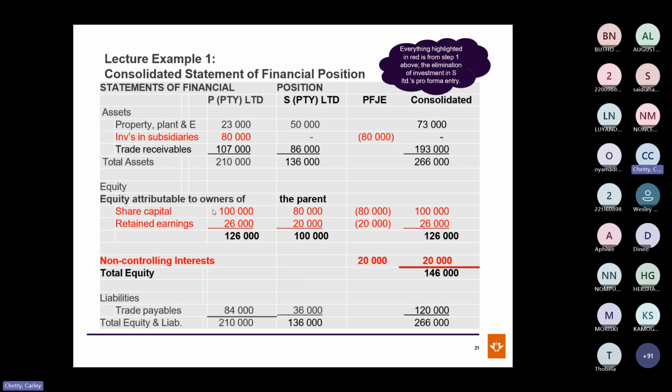So if we look at share capital, and if you look back to slide 13, the share capital of P is 100,000. And then if you look at the share capital of S, it has 80,000 Rand worth of share capital. So we are going to go P 100,000 Rand plus S, which is 80,000 Rand. And then we need to ask ourselves, was there a pro forma journal entry processed? So yes, there was. Remember, we processed the pro forma journal entry where we debited share capital.